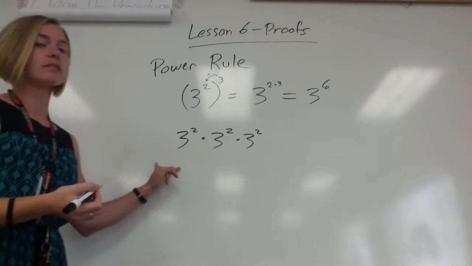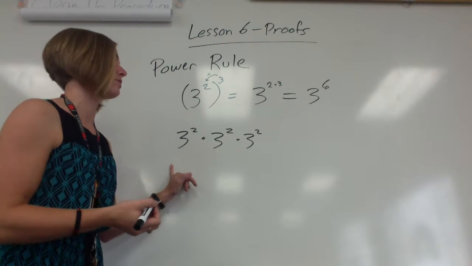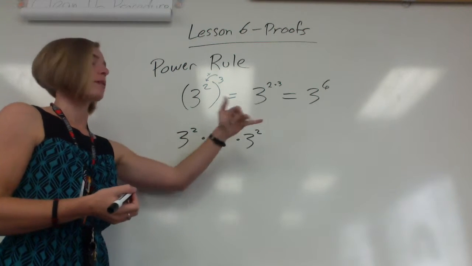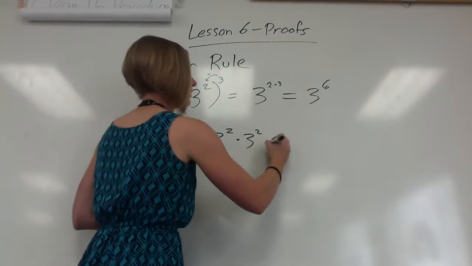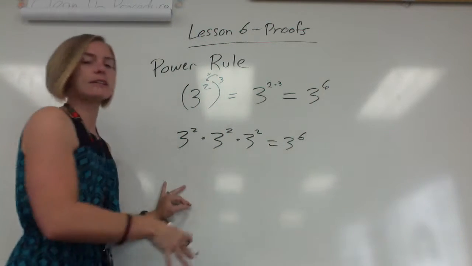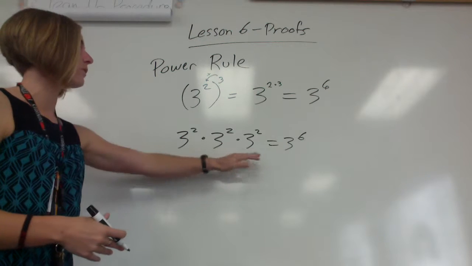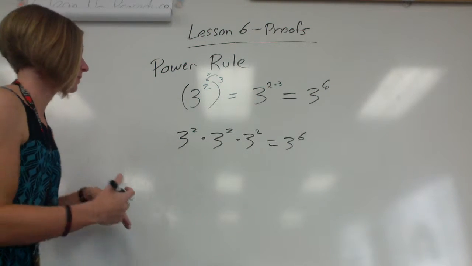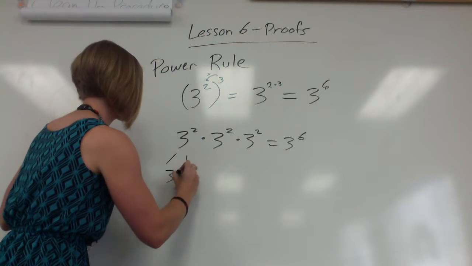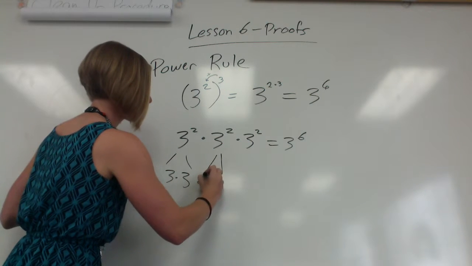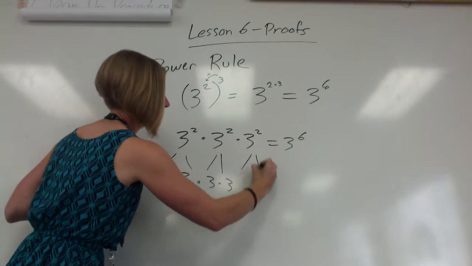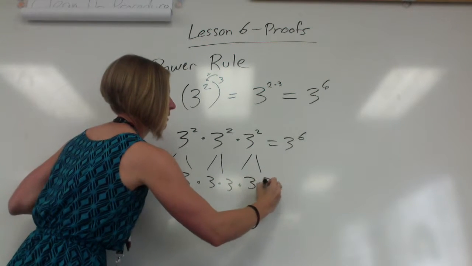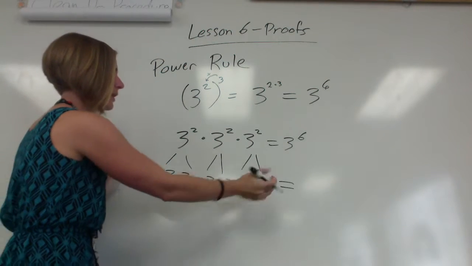Okay, so this is another way we could prove it. We could then do just the product rule, add all those up, and it will still equal 3 to the 6. But let's break it down a little bit more. So let's break down each of what these are. So now we're essentially going back to the proof of the product rule. Well, this one means there's 2 3s. This one means there's 2 3s. And this one means there's 2 3s. So count them up. We got 6 3s.